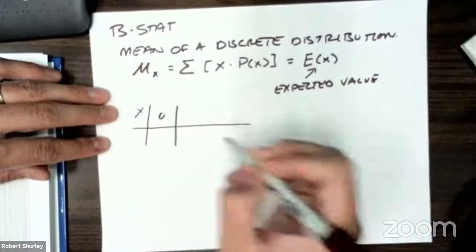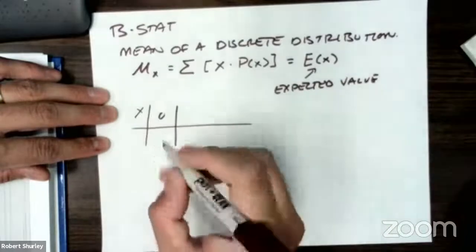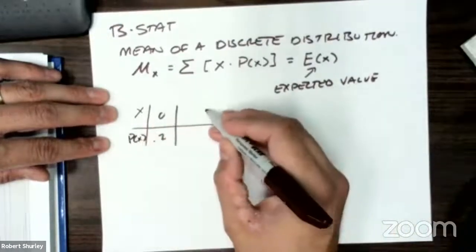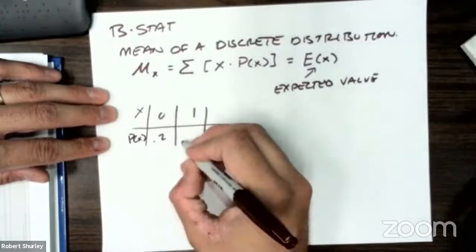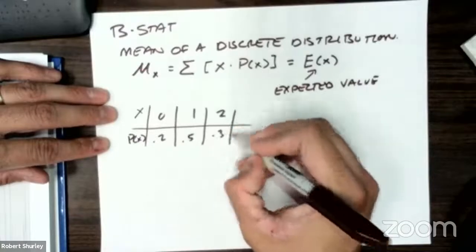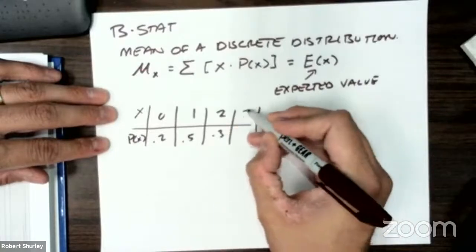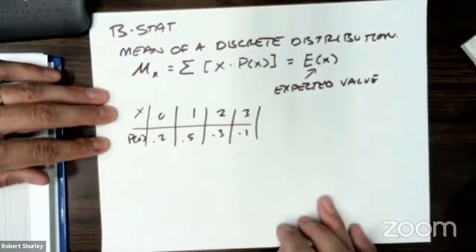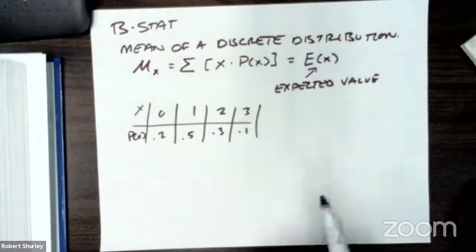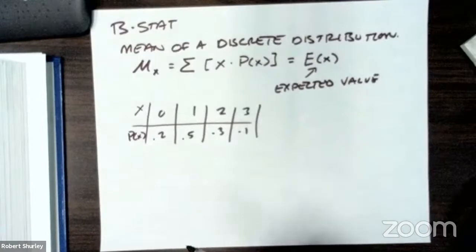So for 0 defective pixels, we've got a 0.2 chance of that happening. For 1 defective pixel, we've got a half, 0.5. For 2, we've got 0.3. And for 3, we've got 0.1. So if we wanted the expected amount, it's going to be theoretical, because we're going to wind up with like 1 point something.